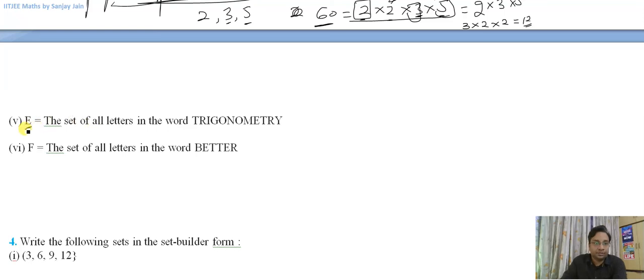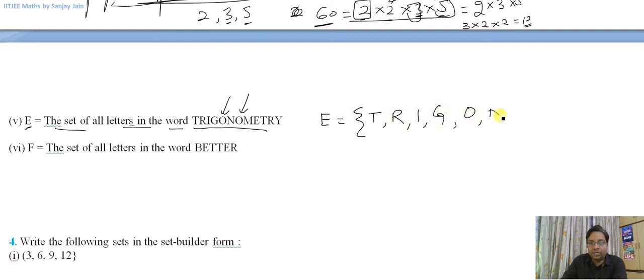Okay, so set E is the set of all letters in the word trigonometry. So now I'll write it in roster form. The only thing I'll take care of is that I will not write anything repetitively. So the letters that will belong to this set are T, R, I, G, O, N. Now this O I will not take because this is just a repetition.